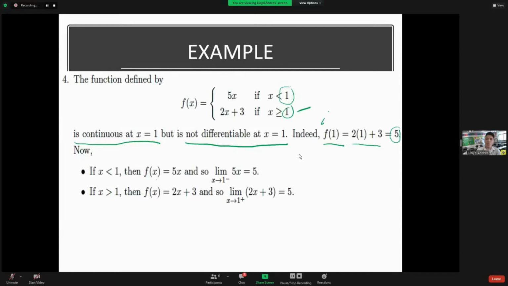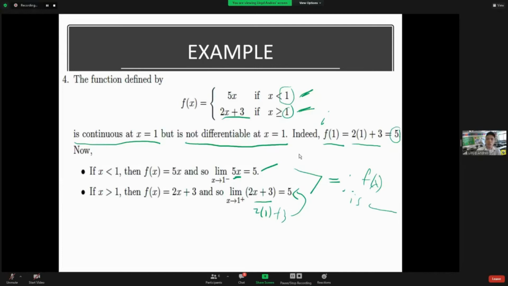For the left limit, we use 5x because the left side is less than 1. Substituting 1, that becomes 5. Then for the right limit, where x is greater than or equal to 1, we use 2x plus 3. Substituting 1, that's 2 times 1 plus 3, which equals 5. Since the left limit and right limit are equal, therefore f of x is continuous. We have checked the continuity.